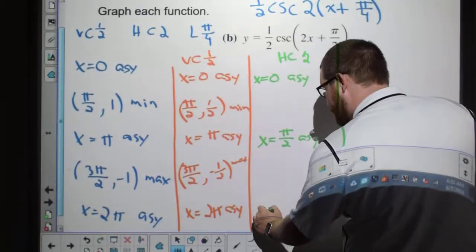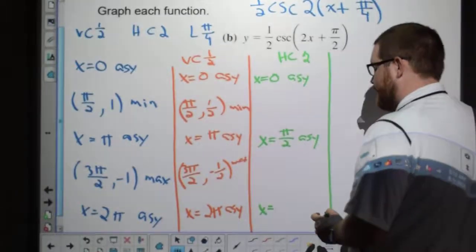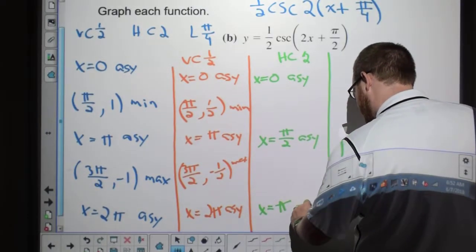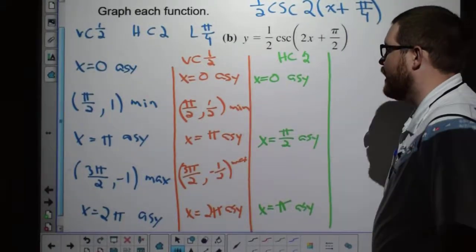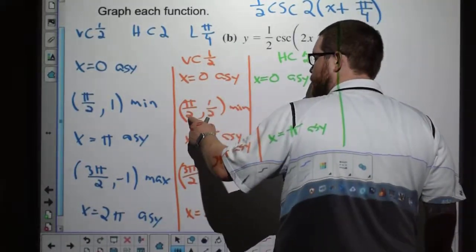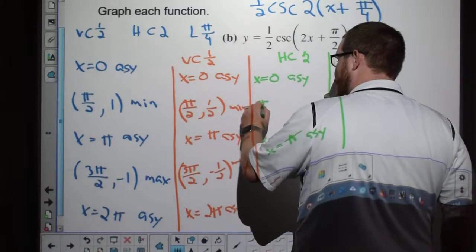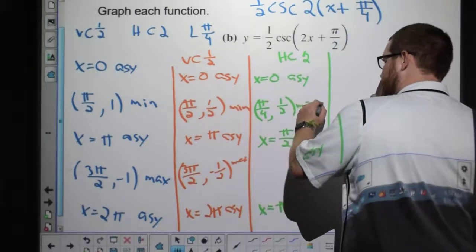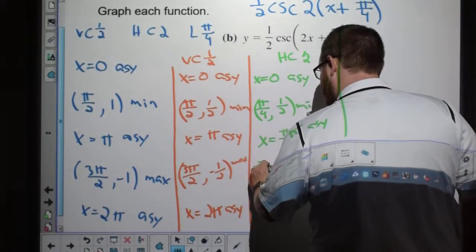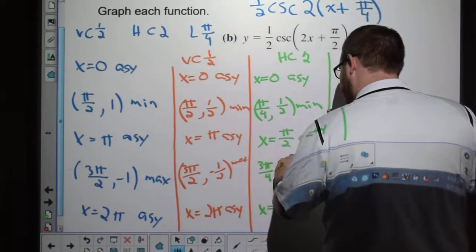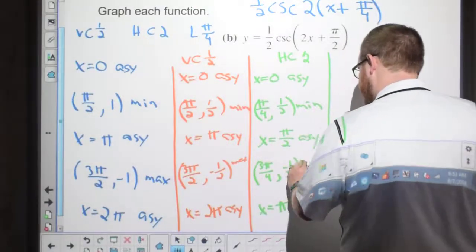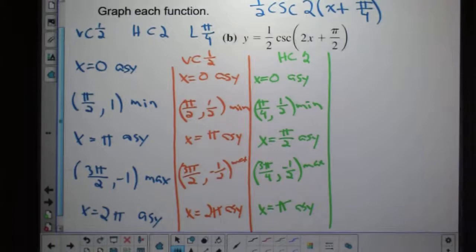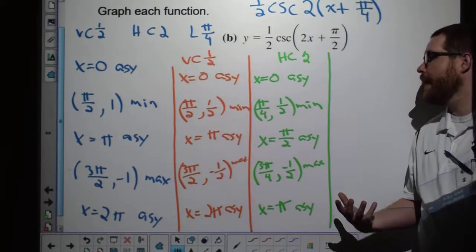Now why am I doing this with the asymptotes? Because I'm compressing the x value. 2 pi divided by 2 is just pi. These points, I'm going to take them and I'm going to compress them by 2 or multiply them by 1/2. So pi over 4, comma 1/2 is now the min. And 3 pi over 4, comma negative 1/2 is now the max. So I took my important points and I multiplied the x values all by 1/2.